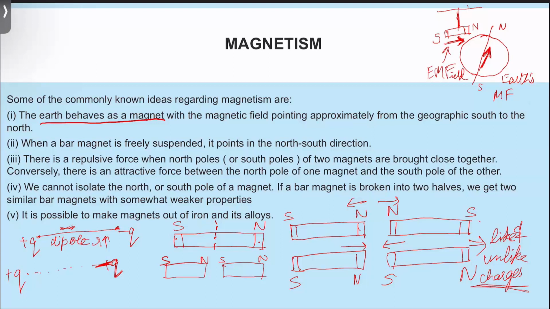If we get two similar bar magnets, usually the properties associated with this bigger magnet will become weaker. The material that is mostly used, or is inherently magnetic and has a very strong magnetic nature, is iron. And its alloys also have magnetic properties.